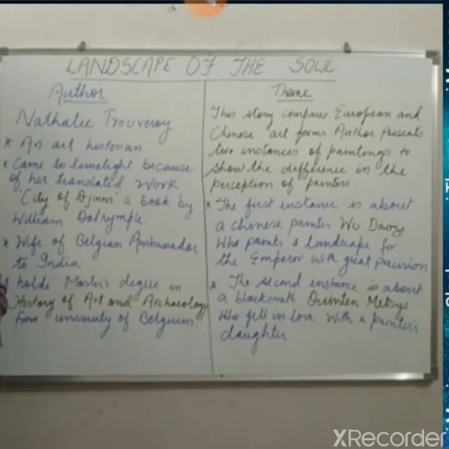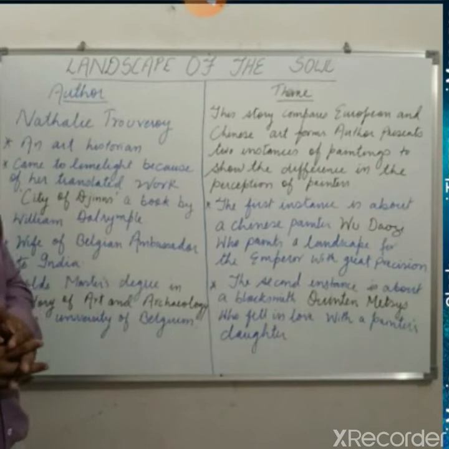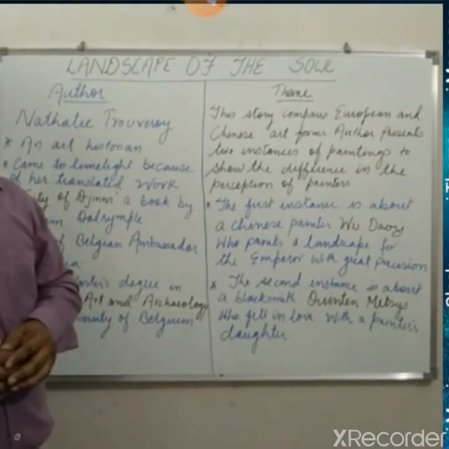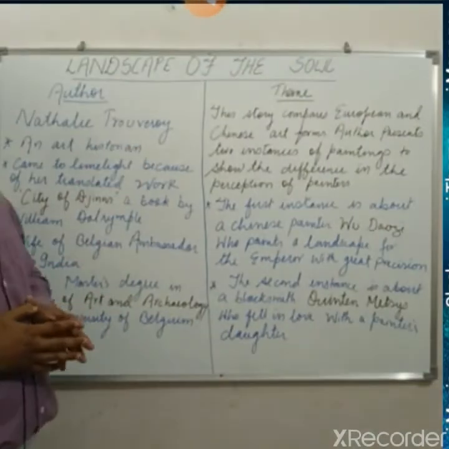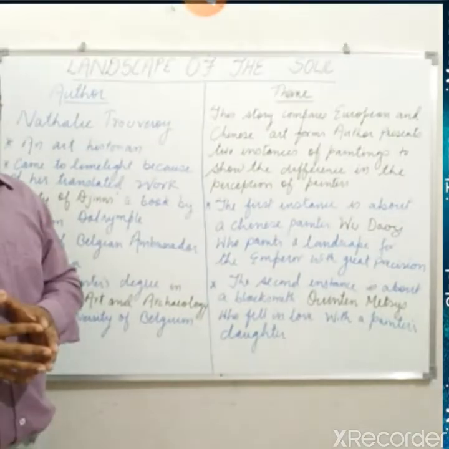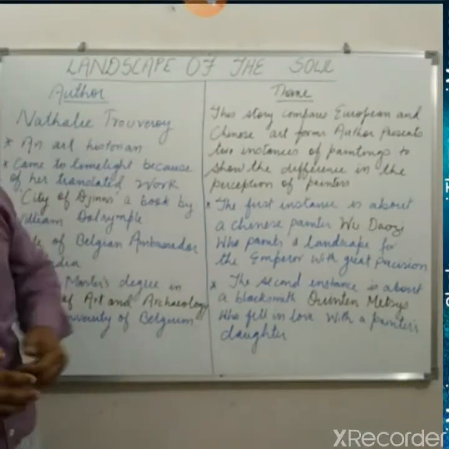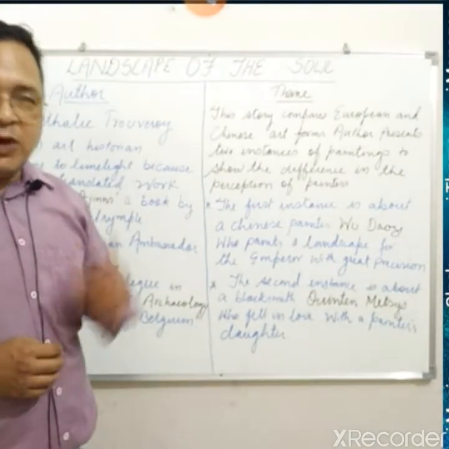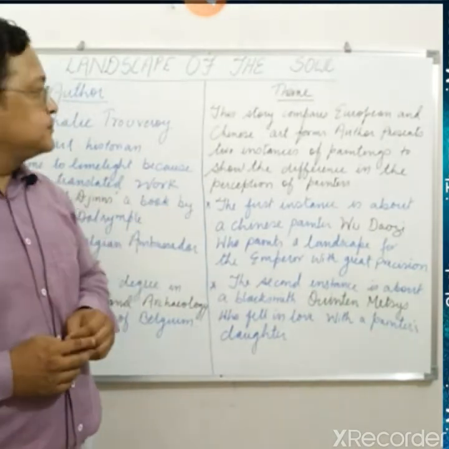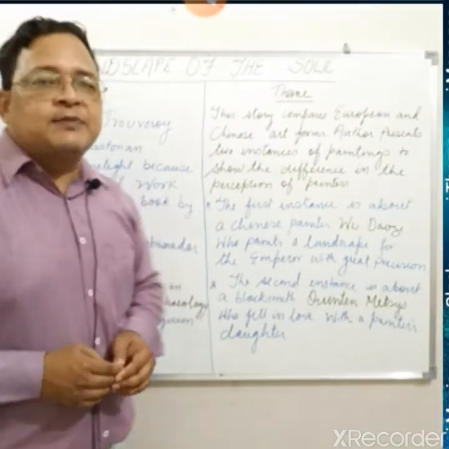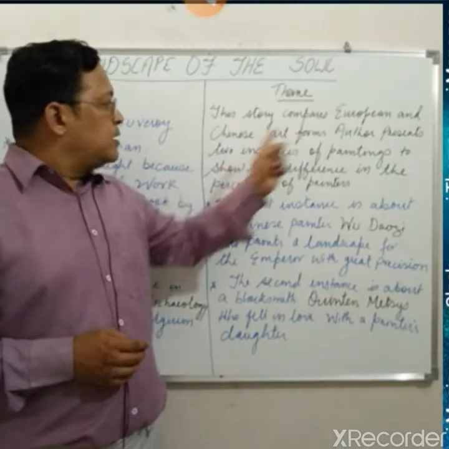She is wife of the Belgian ambassador to India, and she has travelled to various places in India and abroad. She holds a master's degree in history of art and archaeology from University of Belgium. So she is a postgraduate, and as she is an art historian, she has written about art forms and the differences between them. In this chapter, The Landscape of the Soul, she compares two art forms, one Chinese and the second European. So the theme of this chapter is a comparison of European and Chinese art forms.